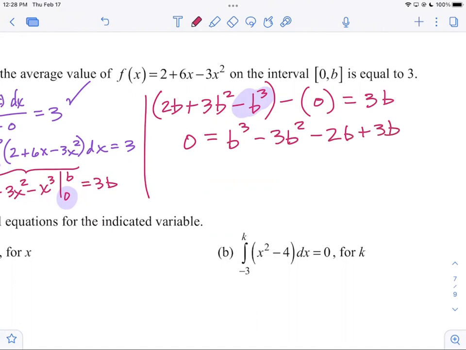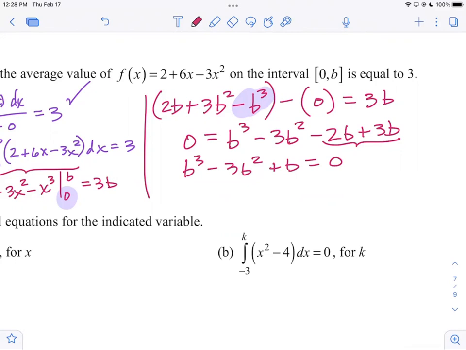And now I'm going to flip both sides. I do like the 0 on the right. So b cubed minus 3b squared. And of course, I can combine these. That's plus 1b and it equals 0. All right. Now I've got it down to a nice cubic polynomial. It's equal to 0. So what do we say? F it, right?